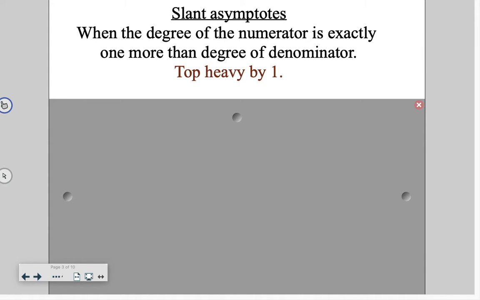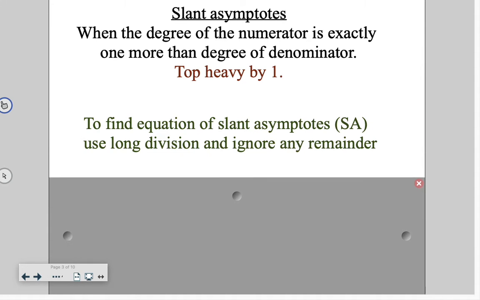So in this scenario, like I said, that's how you know when you have one. Okay? Top heavy by one. Then the next question is, how do I actually find the slant asymptote? Where is it located? And quite simply, in order to find the equation, you're going to do long division. Okay? You're going to actually do numerator divided by denominator and see what you get. The answer that you get, ignoring the remainder, will be the equation of your slant asymptote.